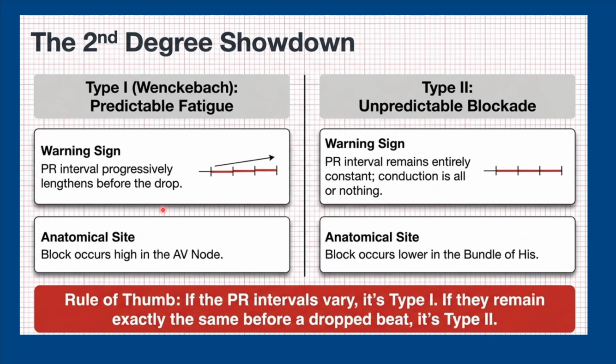On the anatomical side, usually type 1 happens at a higher blockage in the AV node, and type 2 happens due to a block occurring lower in the bundle of His. As a rule of thumb, if the PR interval varies, it is type 1. If it remains exactly the same before dropped beats, it is type 2.